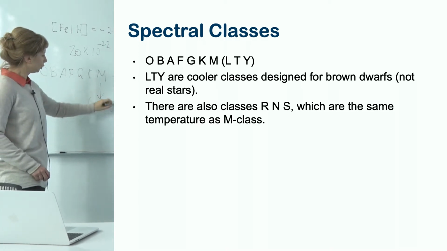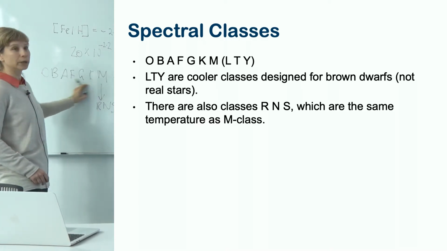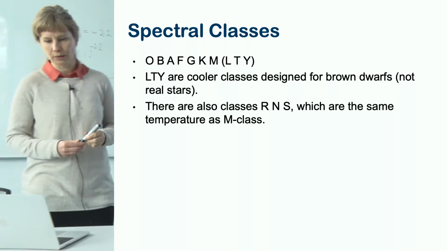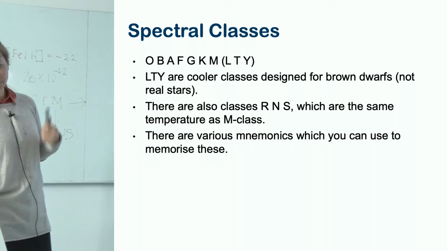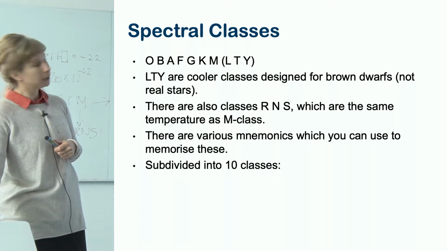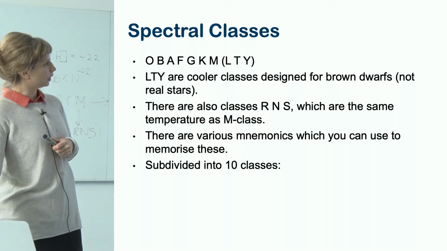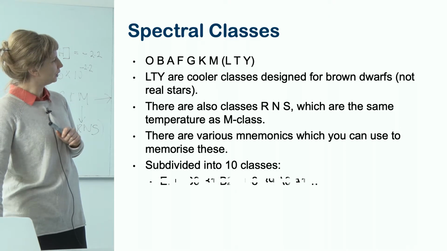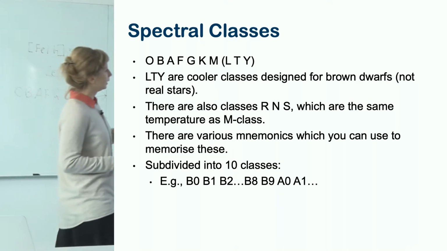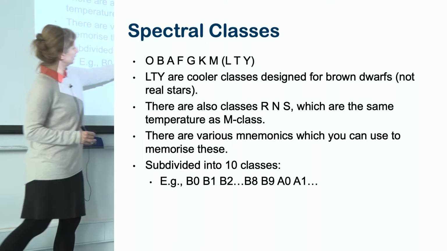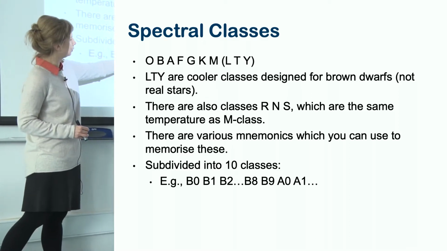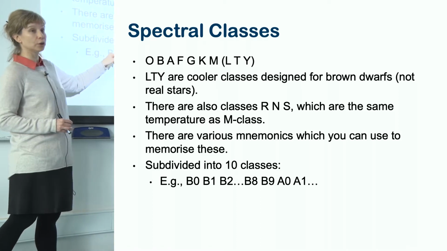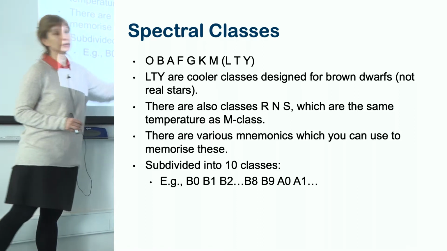These ones I'm not sure you really need to know, but at least being aware of this main sequence is the thing that we would be expecting. So there are various mnemonics you can use if you want to try and learn them. It's up to you, some of them, as I said, are a bit old-fashioned. Each of these sequences is divided into 10 subclasses. So for example, the B subclass will be B0, B1, B2, etc., where B0 is the hottest and B9 is the coolest.